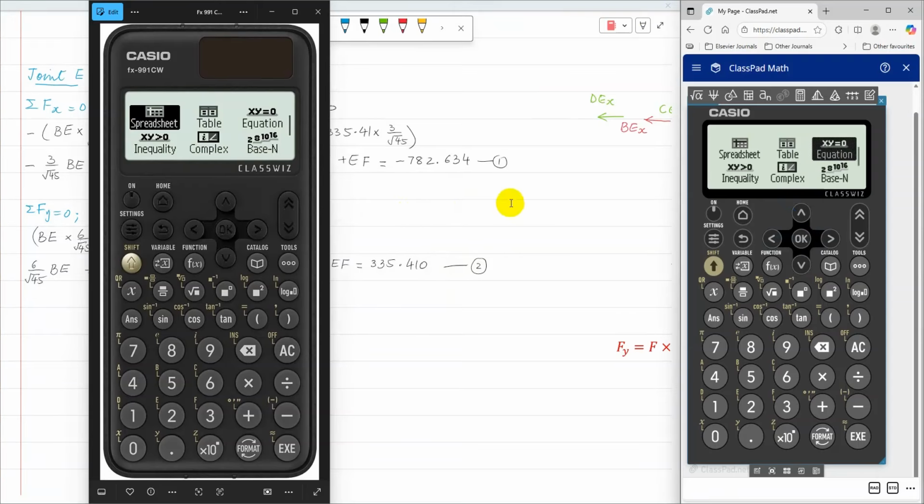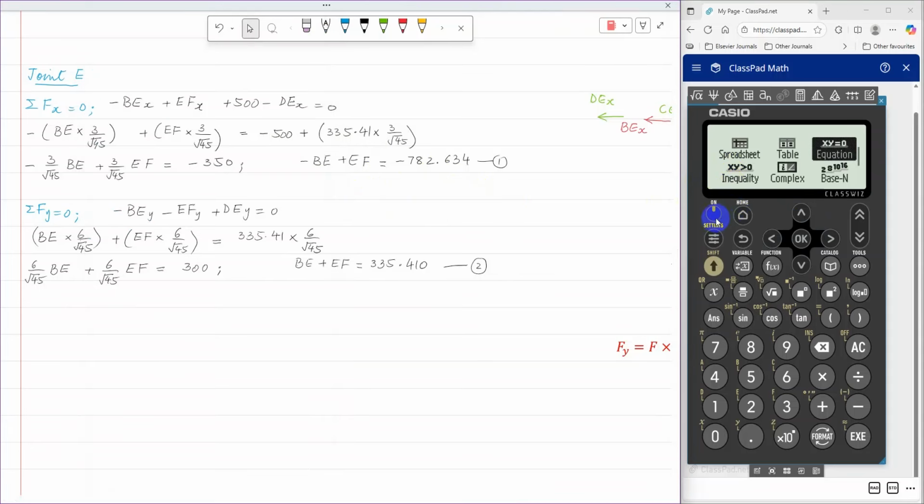I'm going to explain how to use the Casio fx-991CW calculator to solve simultaneous equations. If you press On and then Home, you need to go to Equation. Choose simultaneous equation with two unknowns, then the system of equations. BE, which is in both equations, I have put first, so it is assumed as x in the calculator, and EF is assumed as y in the calculator.